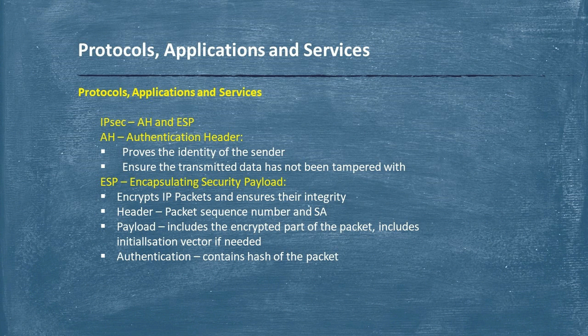Whereas the ESP is the payload; it encrypts the IP packets and ensures their integrity. So no change, nobody can meddle with that payload. It has a header, payload and authentication. The header contains a packet sequence number, and the payload includes the encrypted part of the packet. Authentication contains the hash of the packet. We saw hash in the previous module. Hash is calculated when you want to ensure that there is no compromise to the integrity.